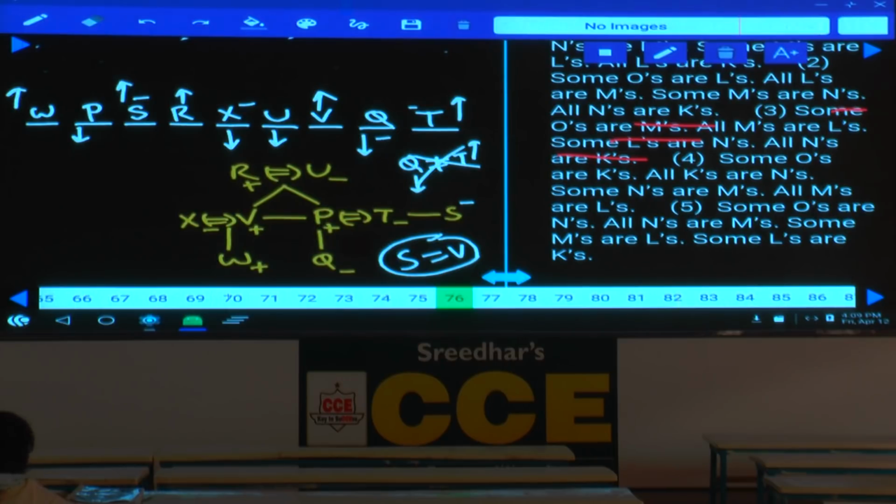Now in this 76 to 80, these are reverse syllogisms wherein the conclusions were given and in the choices statements were given. Now by taking these statements into consideration, we need to check whether the given conclusions definitely follow or not, isn't it? Hence we need to go through the statements, go through the choices in each and every choice.